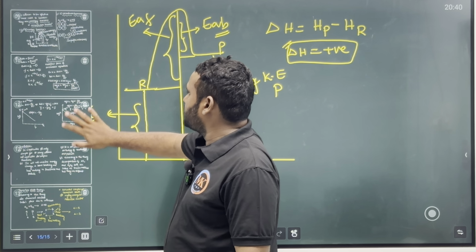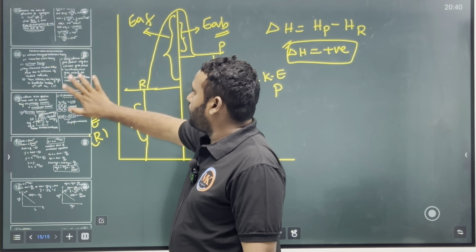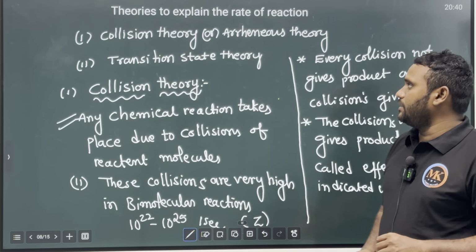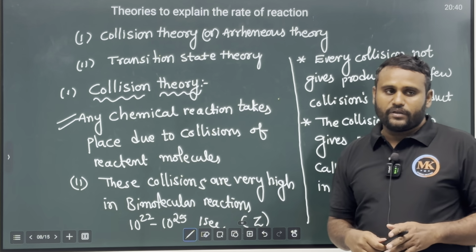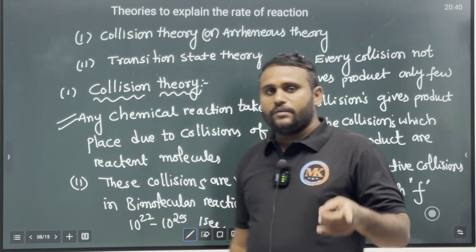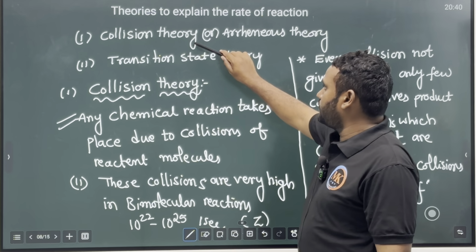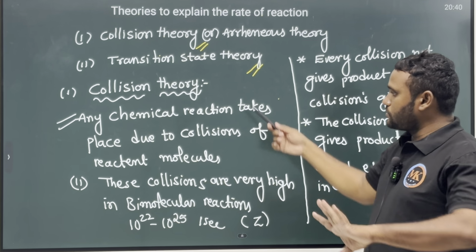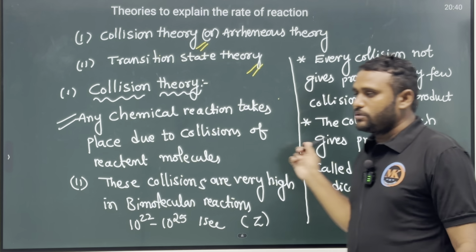The theories explain the rate of reaction, meaning how the chemical reaction is going to take place. There are two theories which explain the rate of reaction. The first one is collision theory, the second one is the transition state theory. What is collision theory? What are the main postulates of collision theory?